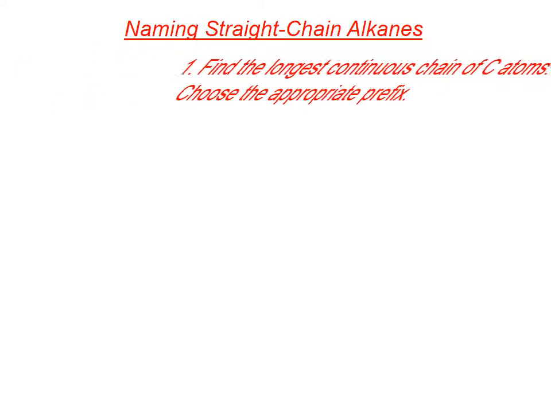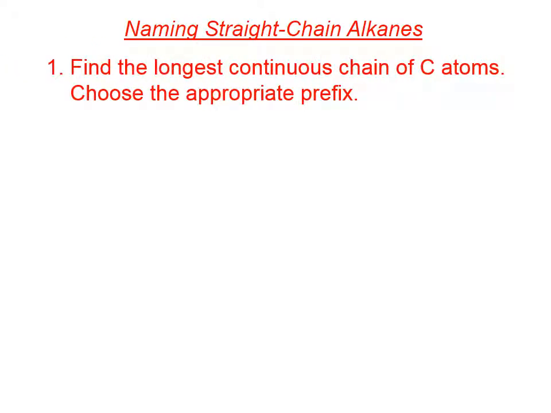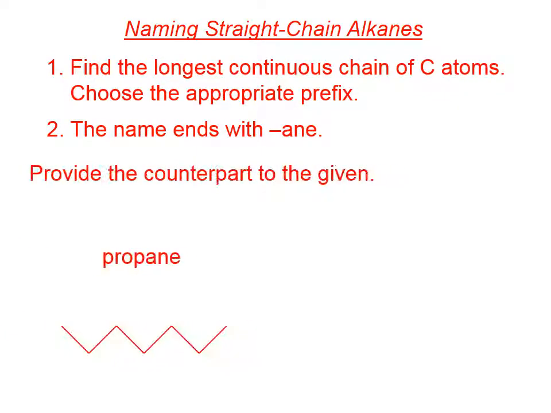How do we name straight chain alkanes? Well, it's very easy. You find the longest continuous chain of carbon atoms, and you choose the appropriate prefix, and the name ends with ane. Here, propane is the name. What would the structure be? Well, prop we know means 3 carbons. There you go. 1, 2, 3 carbons.